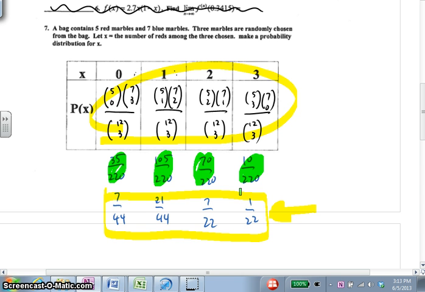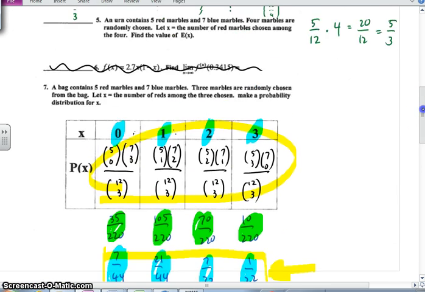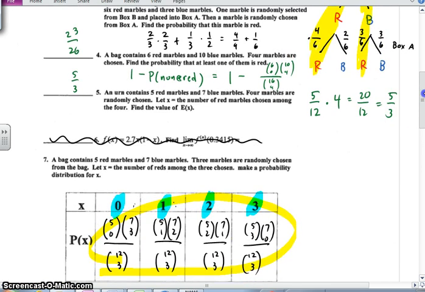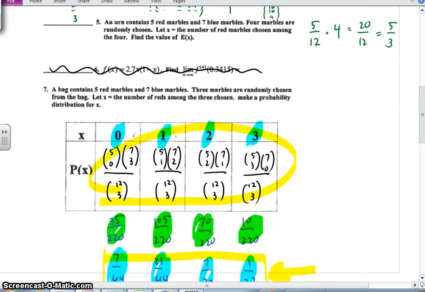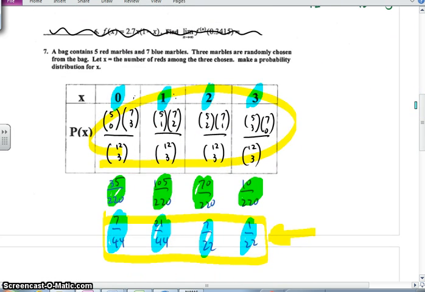The other thing is, if I want to find the expected value, I could do it in this fashion. I could do it by taking 0 times 7/44, plus 1 times 21/44, plus 2 times 7/22, plus 3 times 1/22. I'll get the same answer that I got for number 5, which is 5/3. So the way we generally find expected values is to take each value times its probability, and then add up those products. Just want to make you aware of that.